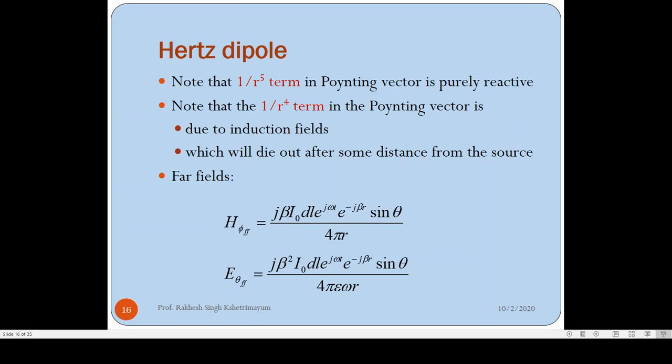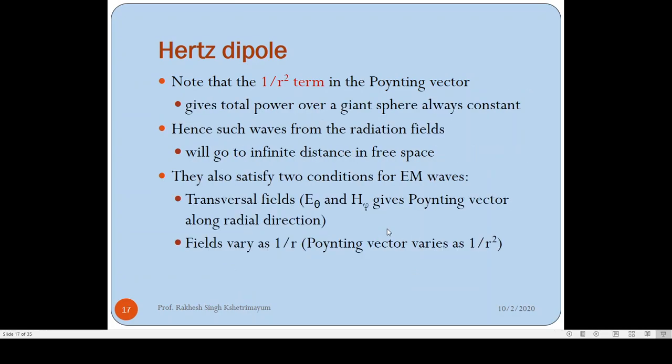But the fields which are called far fields will have variation with respect to r as 1 by r. This is the far field for the Hertz dipole, the phi component of the magnetic field, and this is the theta component of the electric field. FF here means far field. We have a field variation with respect to r as 1 by r here also. So when I do the cross product of electric field and magnetic field in the far field, I get a Poynting vector with a term of 1 by r square.